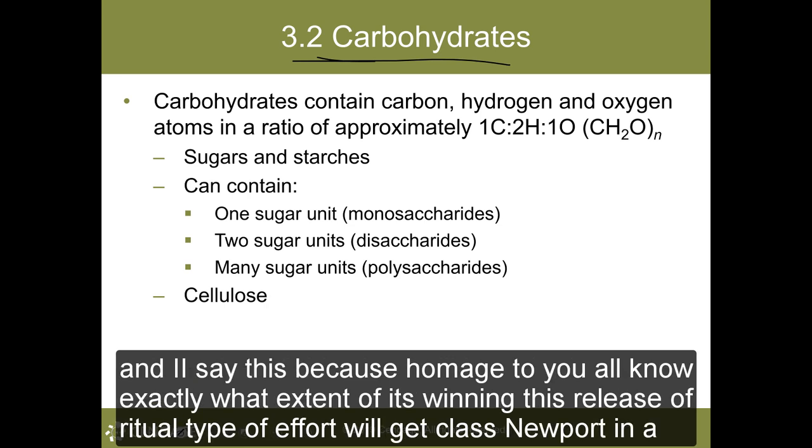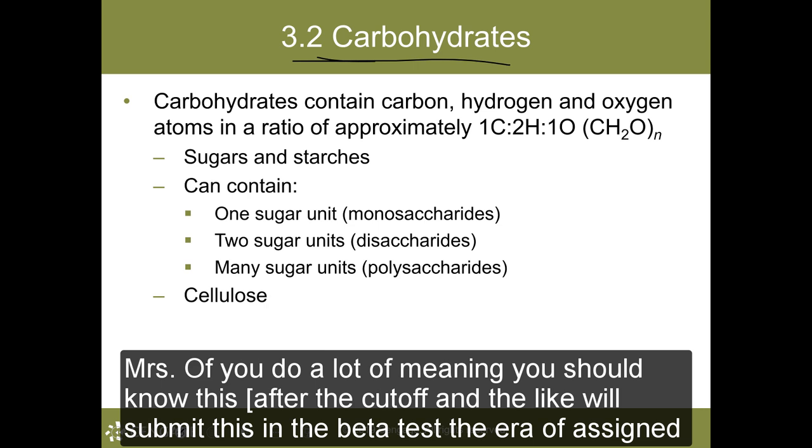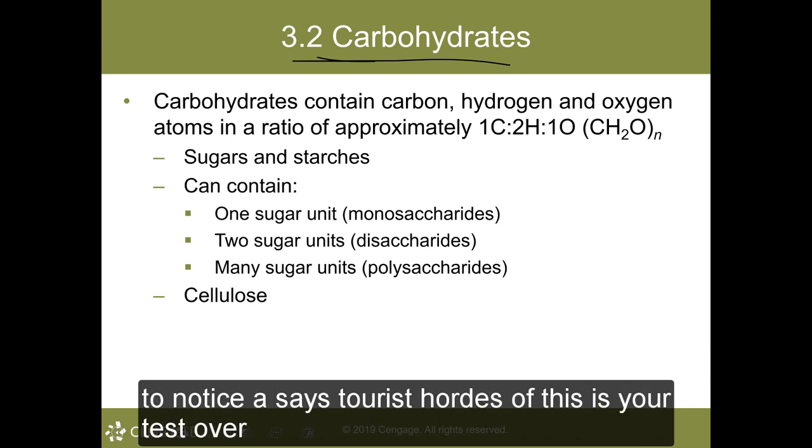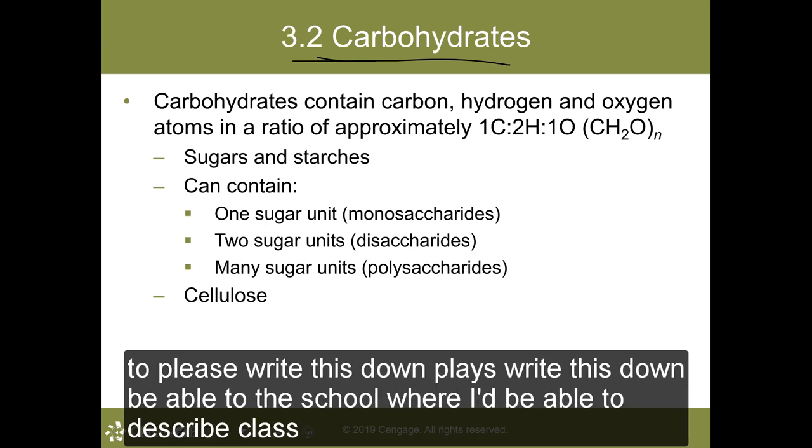And I say this because I want to make sure you all know exactly what to expect on the test, meaning this will be something that you will type out and have to look at, class, and be able to identify. This was something that you will write out, meaning you should know this like the back of your hand so you could write it out. And then you likely will submit this the day of the test via a homework assignment. I'll just say it says test homework, so this is your test homework. So please write this down. Please write this down.